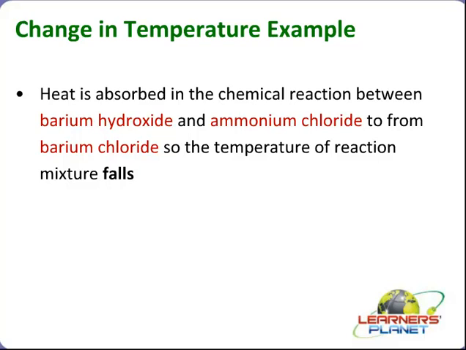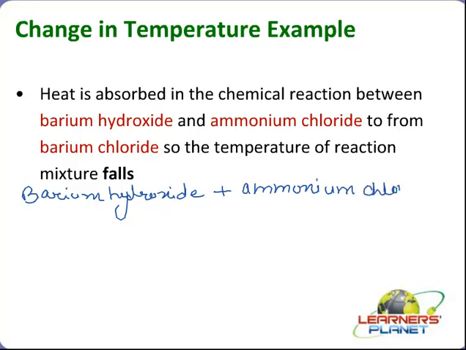Now I'll write this reaction in word form. Now what is it, students? It is barium hydroxide. Now this is reacting with what? This is reacting with ammonium chloride. Now what is this forming? This is forming a new product, that is barium chloride.